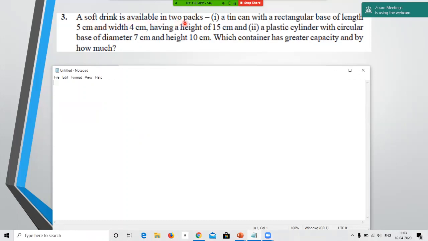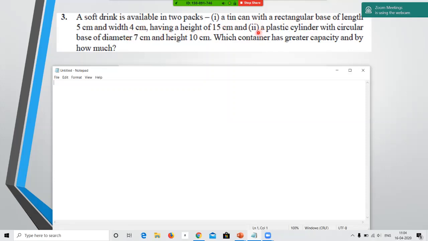A soft drink is available in 2 packs. A tin can with a rectangular base of length 5 and width 4 and having a height of 15. What does it look like then? Which shape? This first tin is in which shape, children? It is a cuboid. They've given a rectangular base, so it is a cuboid.